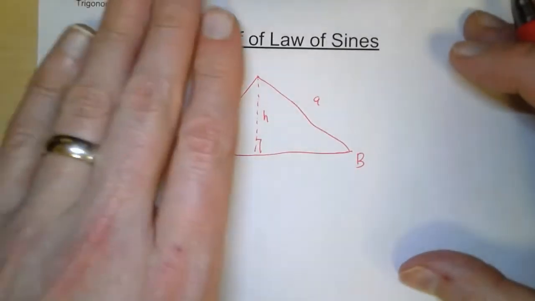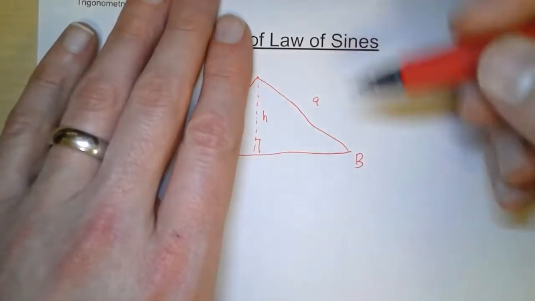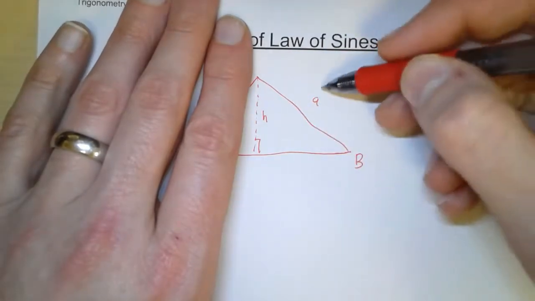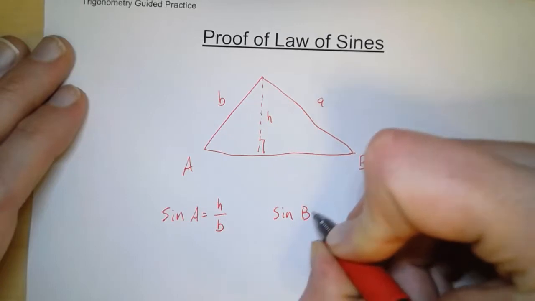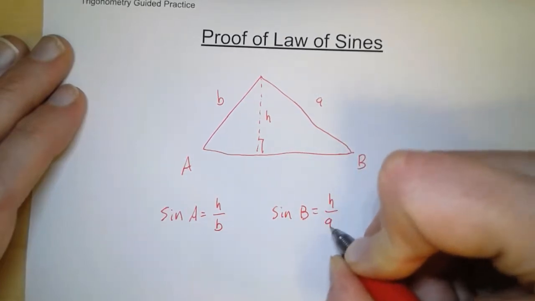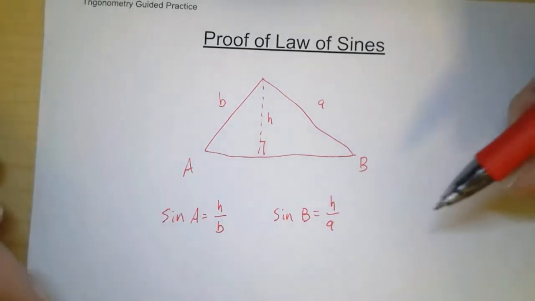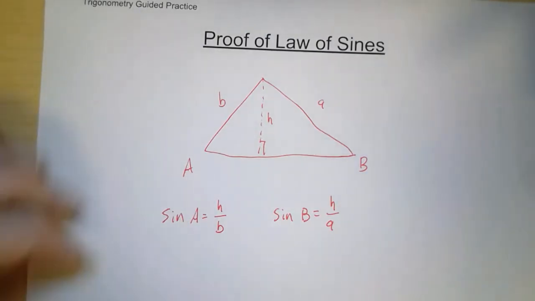And I can do the same thing over here. I have h, which is opposite of B, and I have A. So I can write sine of B equals h over A. Now the one thing that these two equations have in common is h. So I'm going to solve for that.